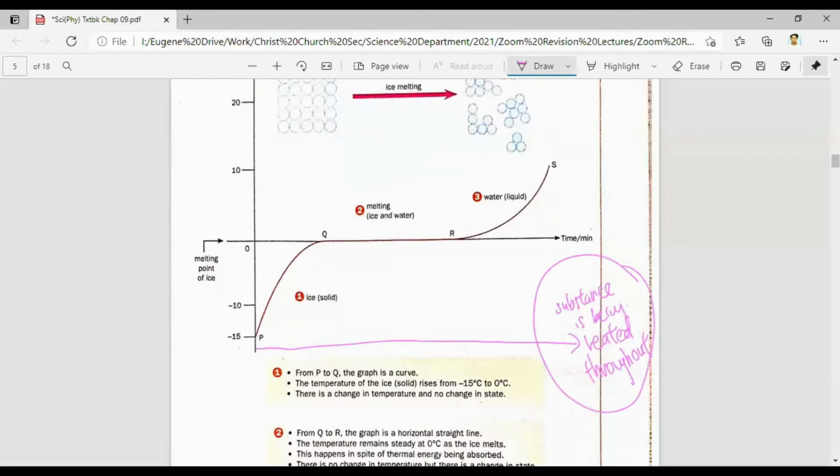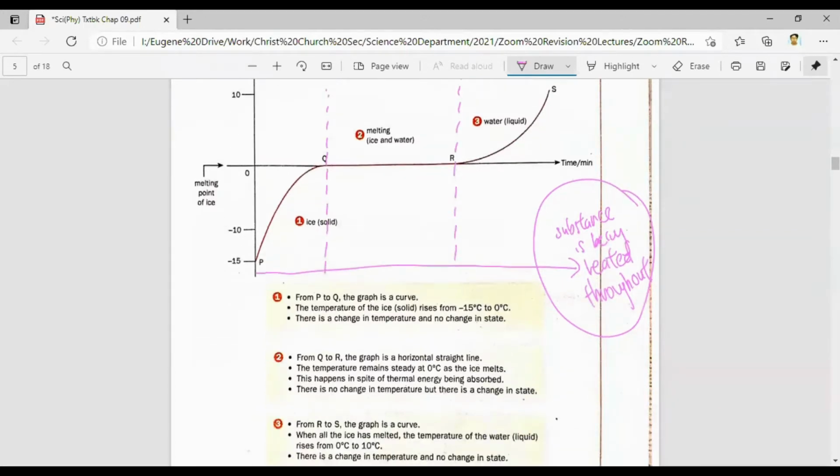But of course the question comes in: if the whole thing is being heated throughout, how come there's this very weird part? Let us look at it in detail now. In this whole graph, we can split it up into 3 main portions: segment 1, segment 2, segment 3. So what exactly is happening?